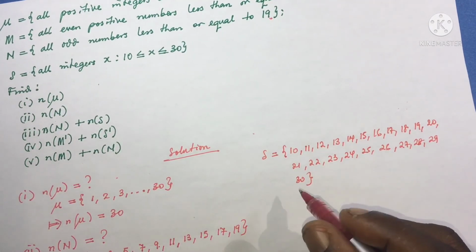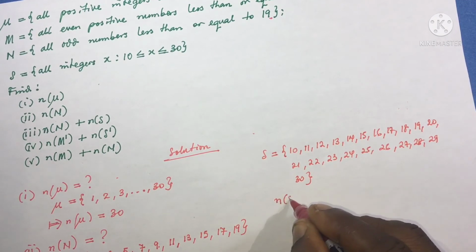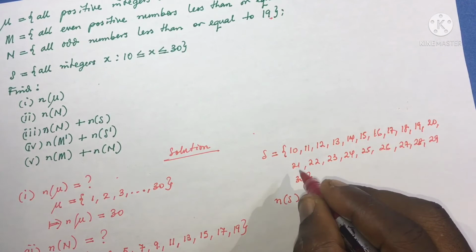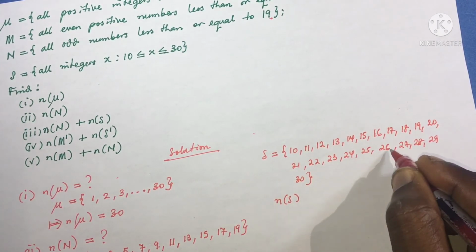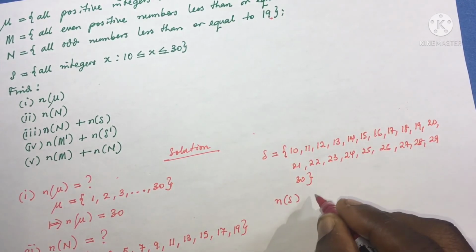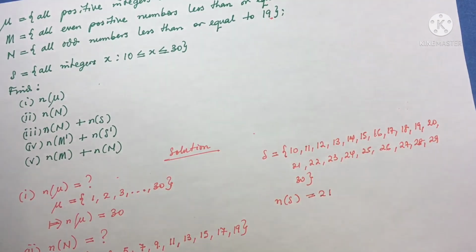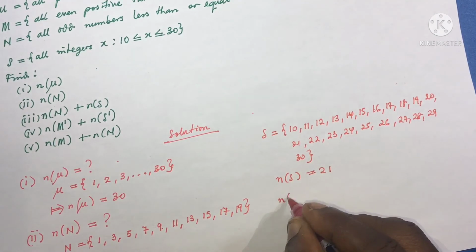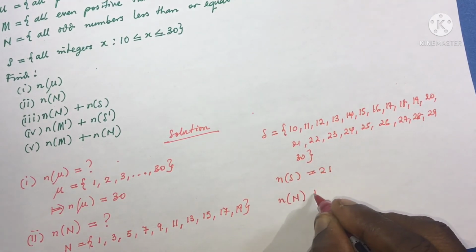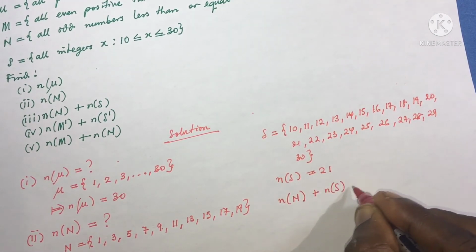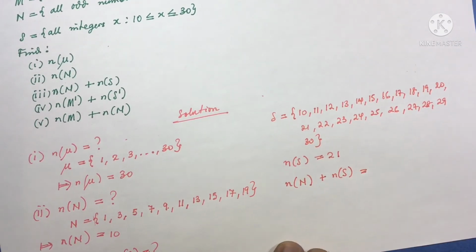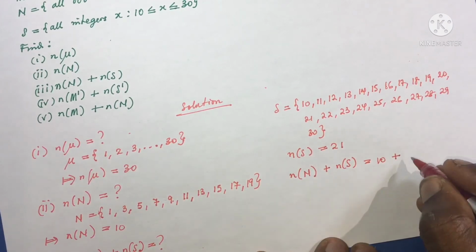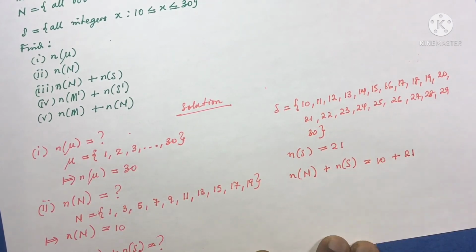So let us see now, how many elements do you have in S? 1, 2, 3, 4, 5, 6, 7, 8, 9, 10, 11, 12, 13, 14, 15, 16, 17, 18, 19, 20, 21. So there are 21 elements in S. Now, having obtained n(S), we are now going to add n(N) to n(S), and that will be adding what we had for n(N), that is 10, and what we've had here is 21.